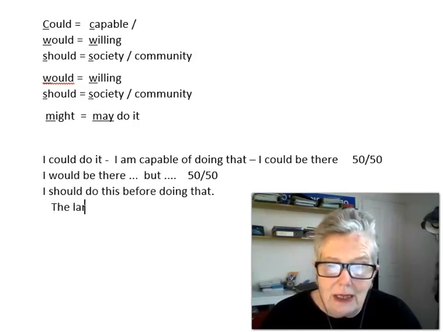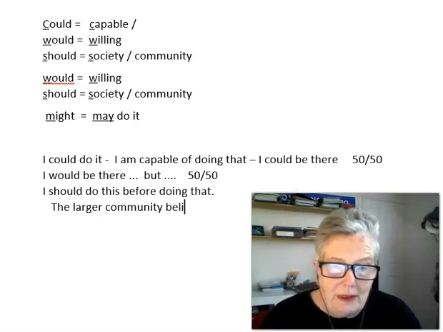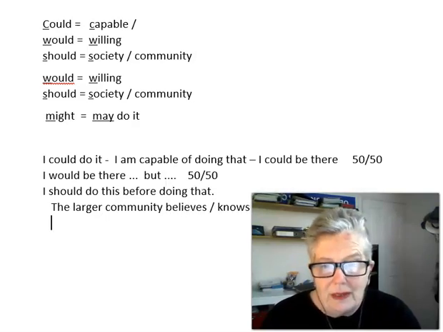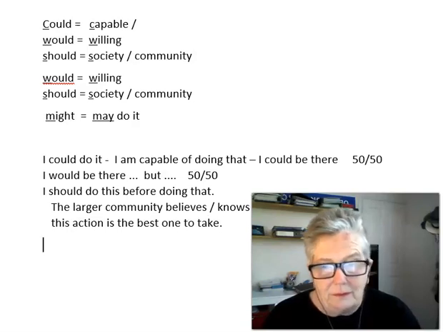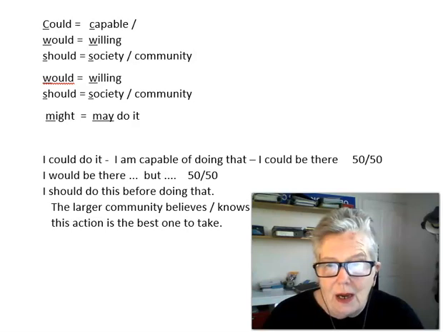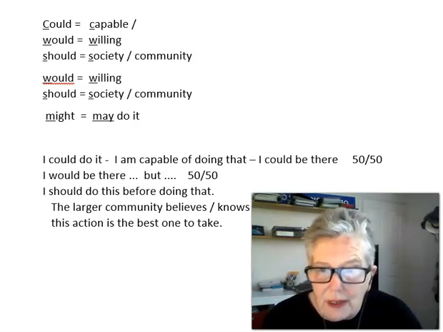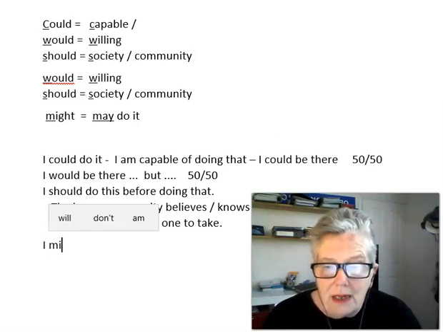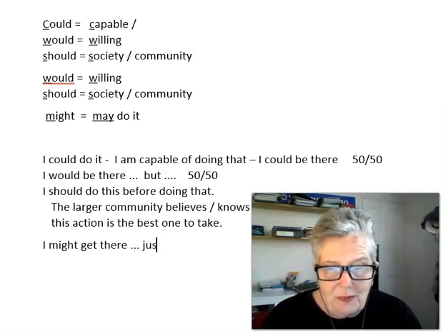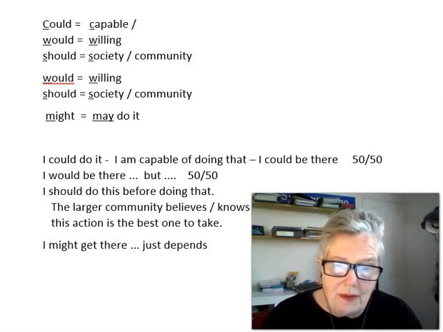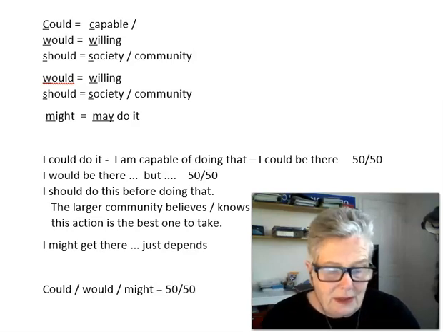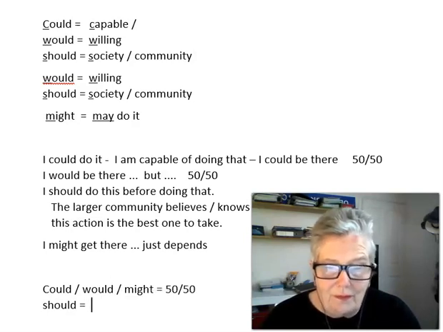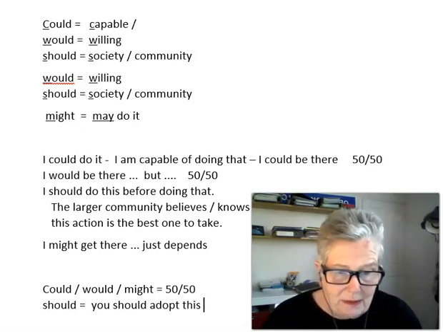The larger community believes or knows this action is the best one to take. Right? That's when you should. Willing. It's would, willing. I would be there. I am willing to do it. I might get there. Just depends. So the could and the would and the might, they're all depending on something else happening. And the should, it's a really good idea. You should adopt this action, whatever it is.